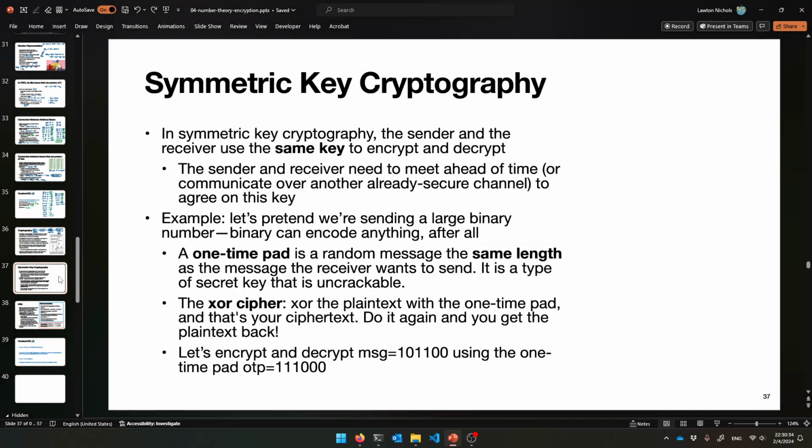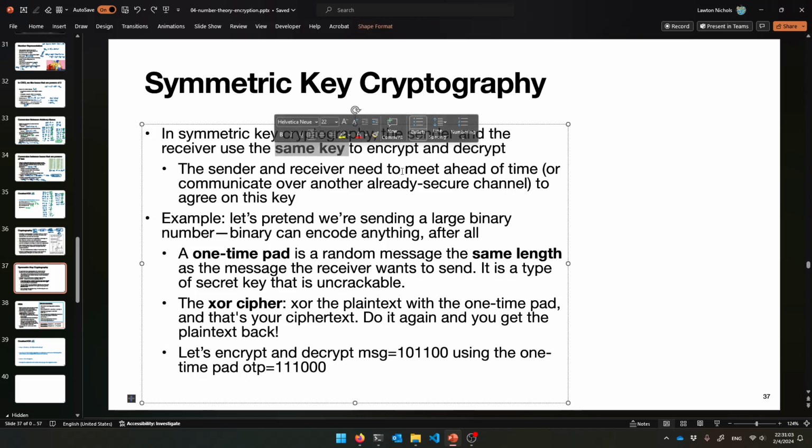There's plenty of ways to encrypt stuff. So let me show you a few, and then one cool one that I want you to remember called RSA. Before we get there, let's talk about symmetric key cryptography. Symmetric means you have the same thing. So in symmetric key cryptography, the sender and the receiver use the same key to encrypt and decrypt the message. And so how do they end up with the same key?